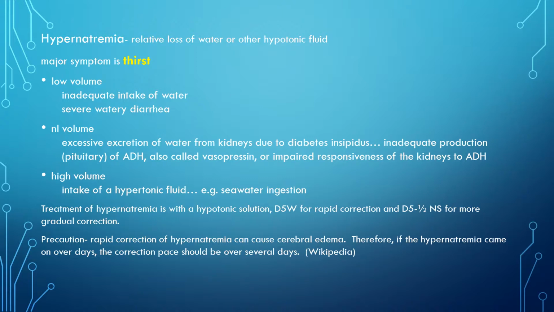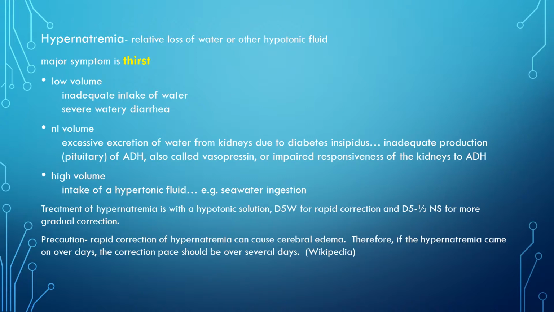Hypernatremia is a relative loss of water or other hypotonic fluid. When thinking about hyper or hyponatremia, in general it is effective to just substitute tonic for natremia. Therefore, to a first approximation, the hypernatremic patient is hypertonic and the hyponatremic patient is hypotonic. The major symptom is thirst. Hypernatremia can be associated with low, normal, or high extracellular fluid volume.